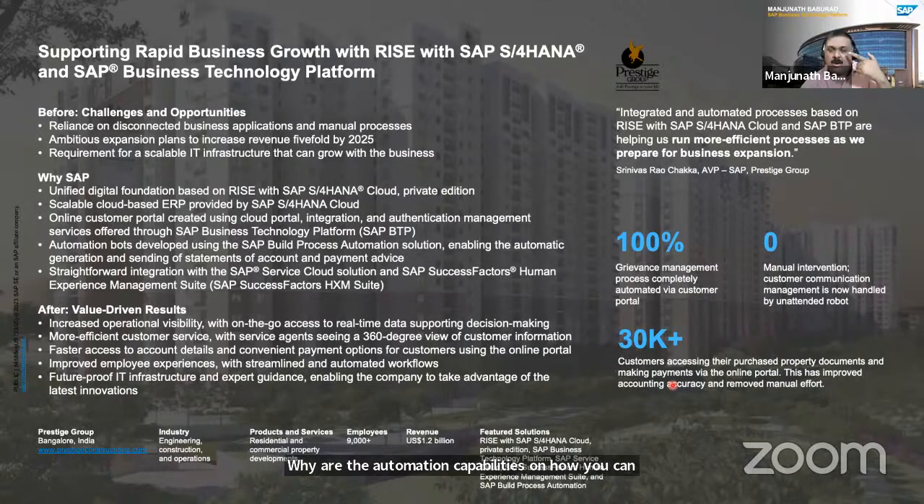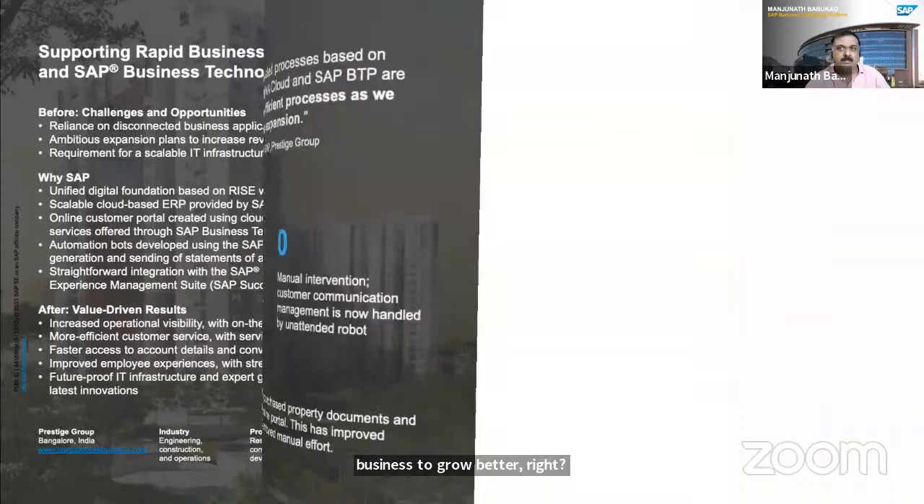Because, like I always keep telling all the customers I talk to, IT is not the primary business of Prestige. Although Prestige might have an IT team to build their application, that is not their primary business. If they can really do some of these mundane activities using bots, the people in their IT team can rather focus on building some innovative applications which can help the business to grow better, right? That is the focus of optimization and automation.